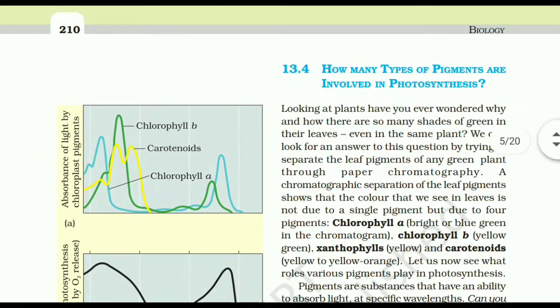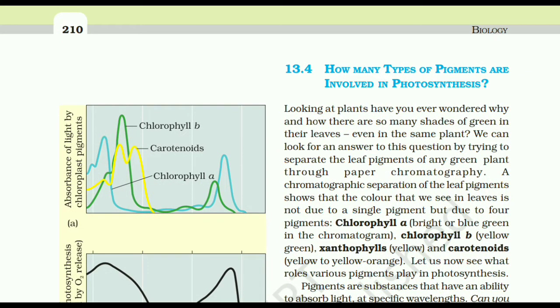13.4. How many types of pigments are involved in photosynthesis? Looking at the plant, you have wondered why and how there are so many shades of green in their leaves, even in the same plant. We can look for an answer to this question by trying to separate the leaf pigments of any green plant through paper chromatography. A chromatographic separation of leaf pigment shows that the color that we see in leaves is not due to a single pigment but due to 4 pigments.